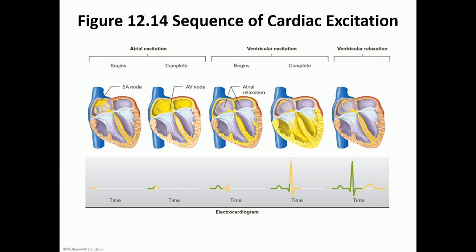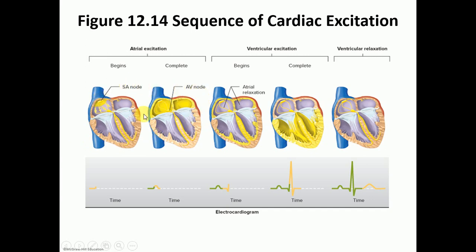So you can see here the sequence of cardiac excitation. First off, we have the atrium contraction, or the atrial excitation, where the SA node is going to spread out through what is known as the atrial syncytium, or the atrial unit, and then down to the AV bundle. Okay, so this is where the atrium contracts.